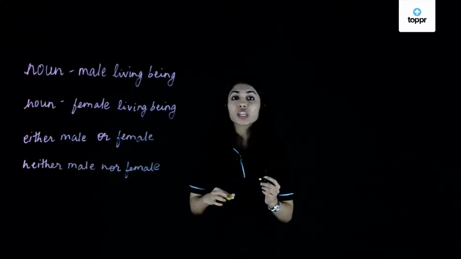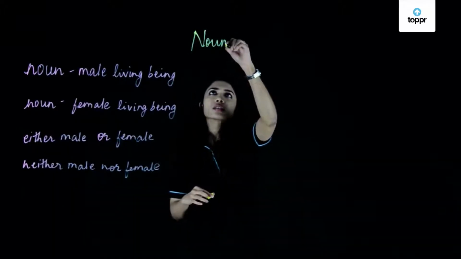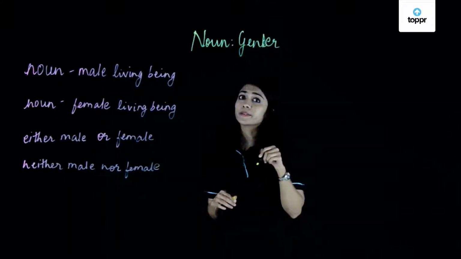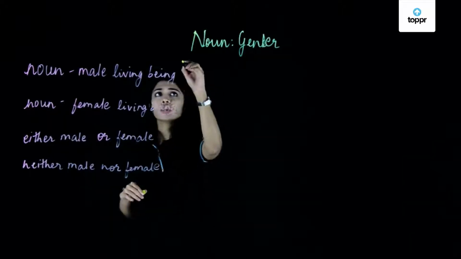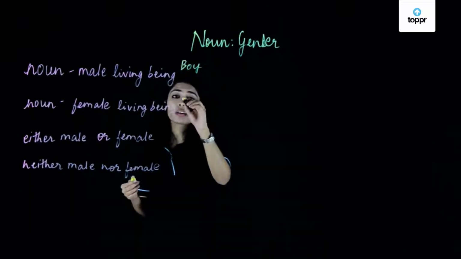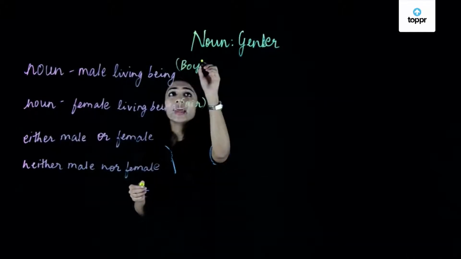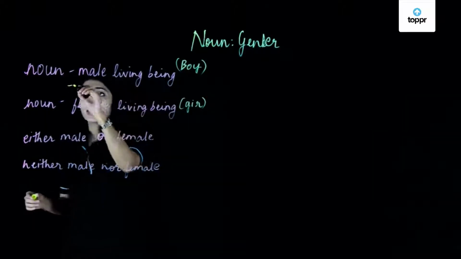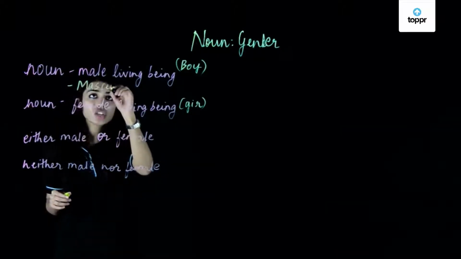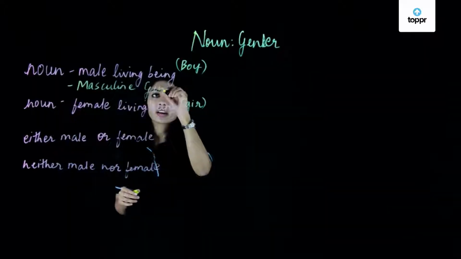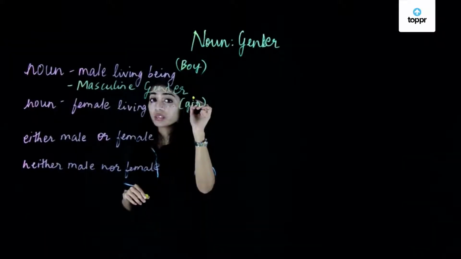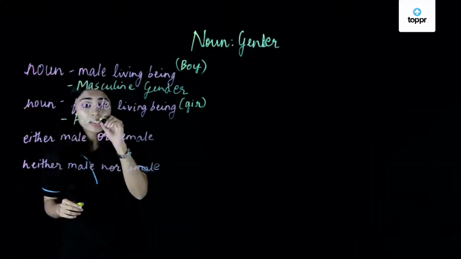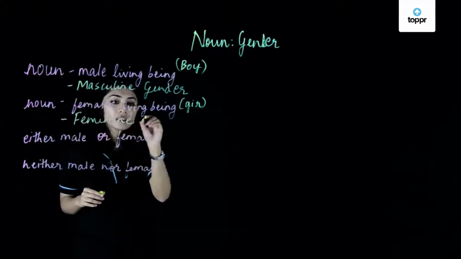Next, we are going to talk about noun gender. So, let me ask you a question. Are you a girl or a boy? Okay, you can either be a boy or you can either be a girl. So, when nouns denote male living beings, they are in the masculine gender. And when nouns denote female living beings, they are in the feminine gender.